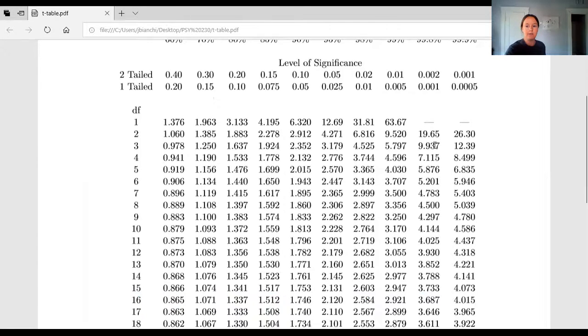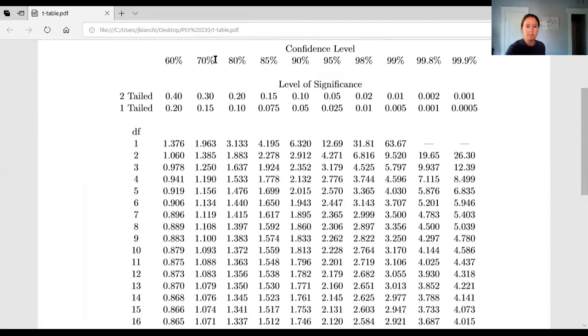We find our level of confidence up top, and then we find the t-value that's linked up with the appropriate degrees of freedom: 1.753.